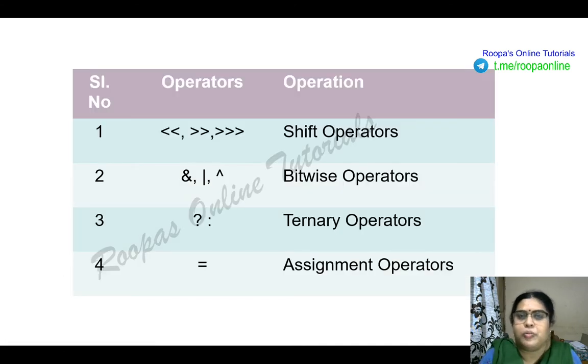Now we have some more operators. You have these less than, greater than symbols. These are known as shift operators. And then you have a single ampersand, an exponent symbol, and a single pipe symbol. These are known as bitwise operators. These two kinds of operators are used for bitwise operations, or low level operations in Java.